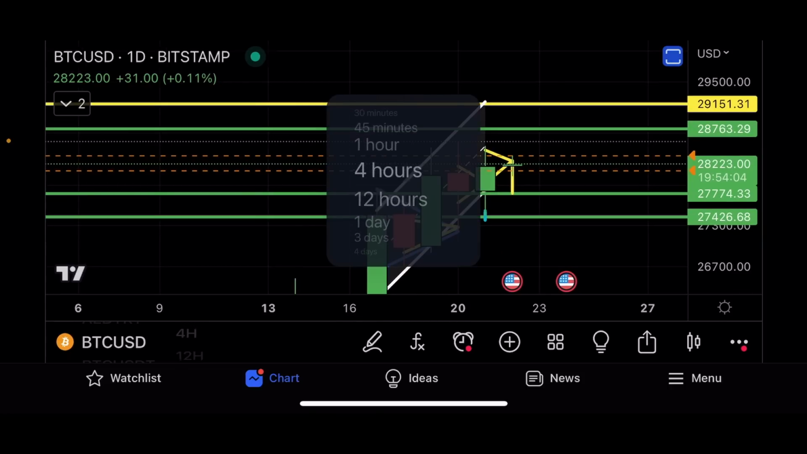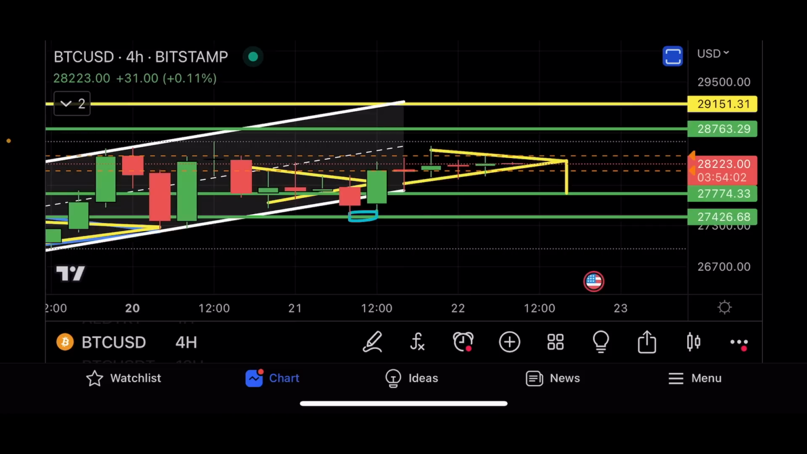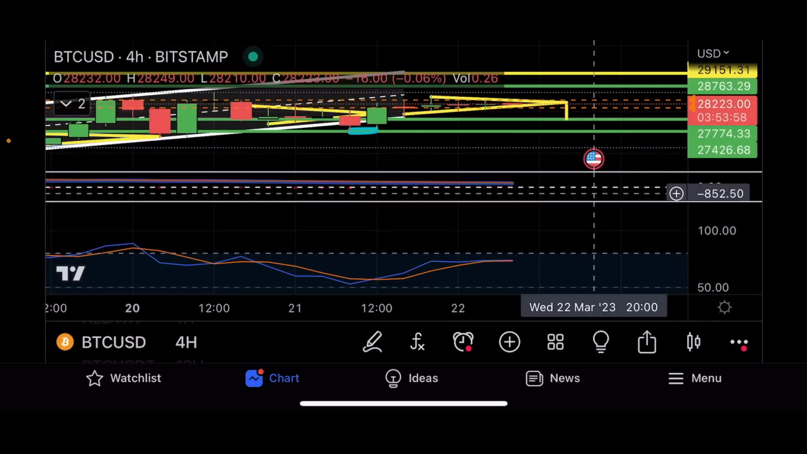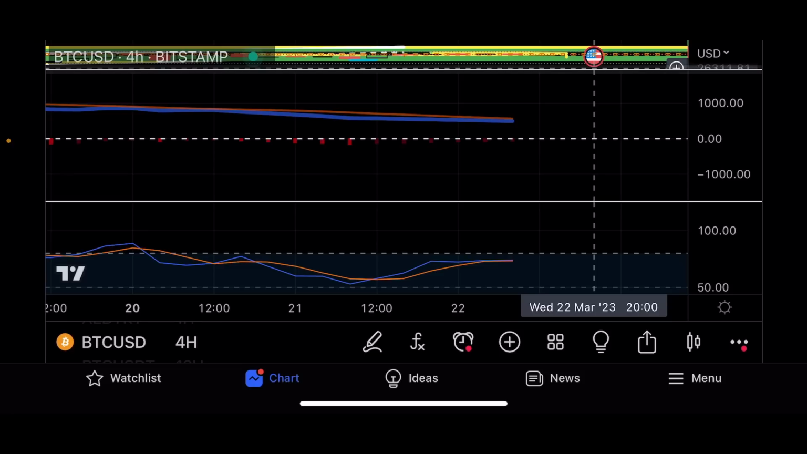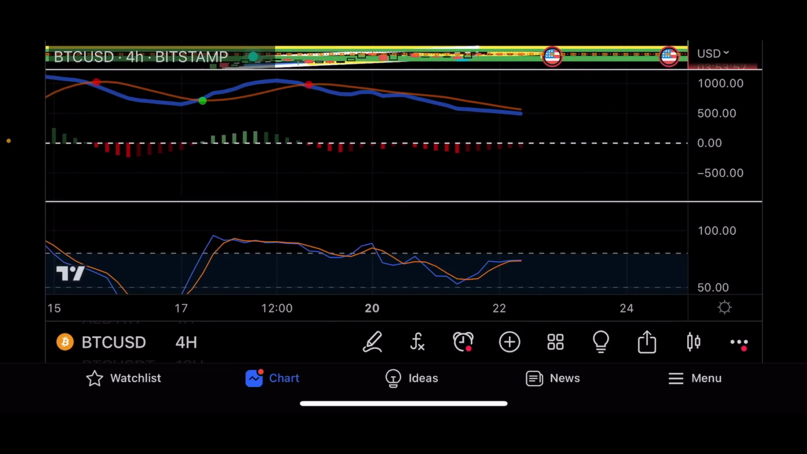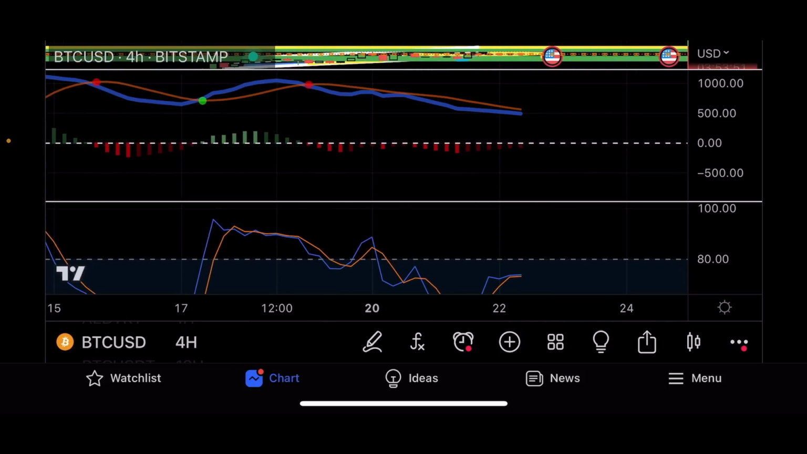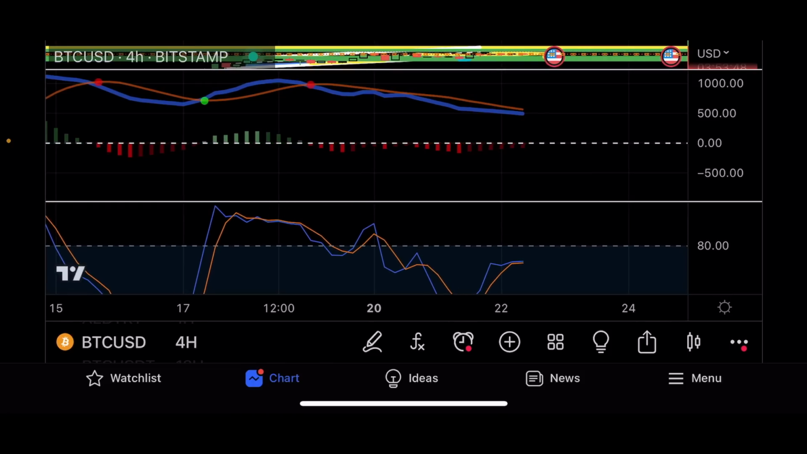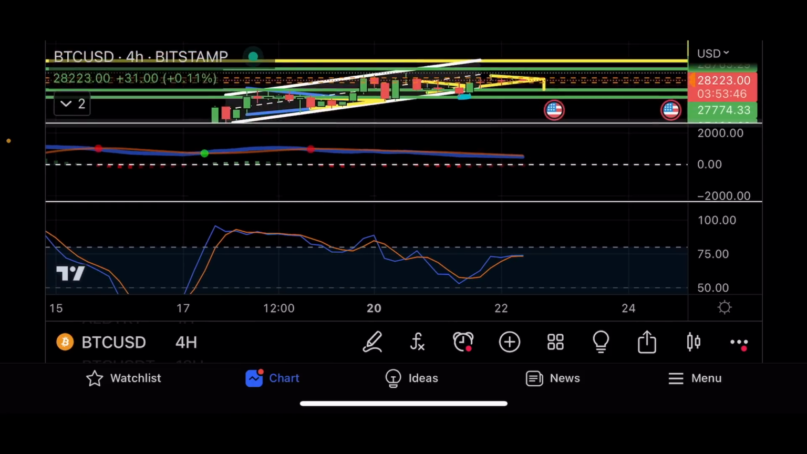If I jump to the 4 hourly chart, let's have a look at the oscillators here. So if I do this, basically the MACD is currently looking like we are going to see potentially a bullish crossover very soon, and the stochastic, we haven't had a bearish crossover. We're still heading towards the upside, which is also absolutely fantastic.